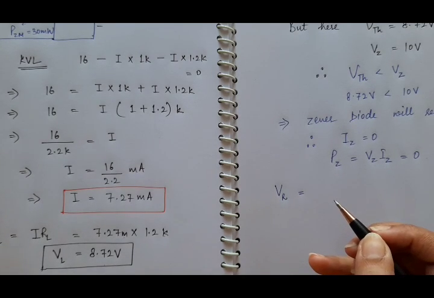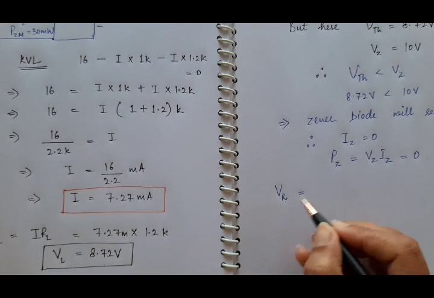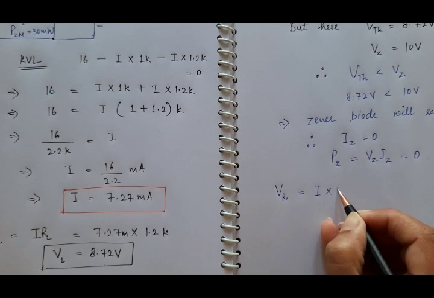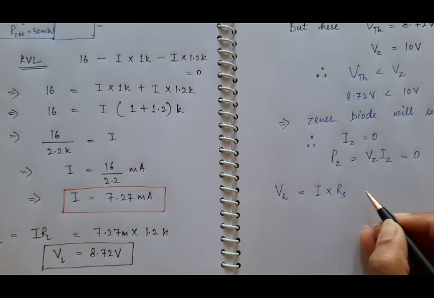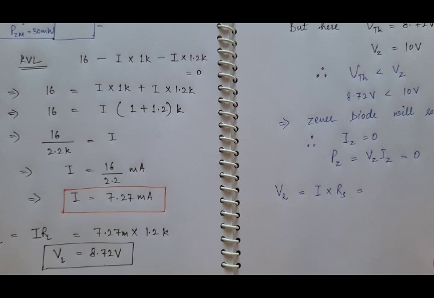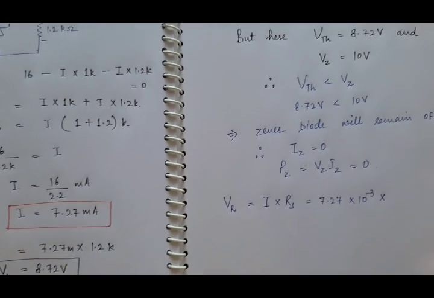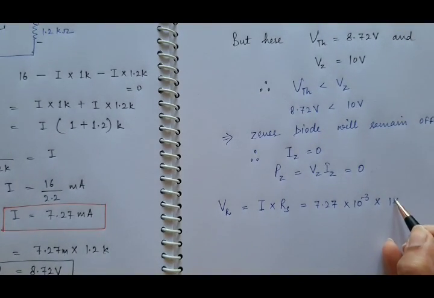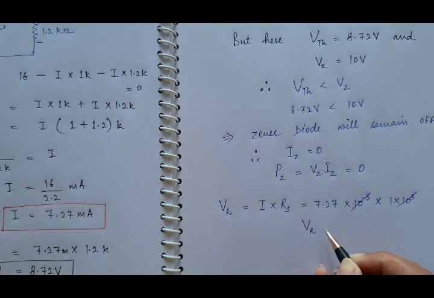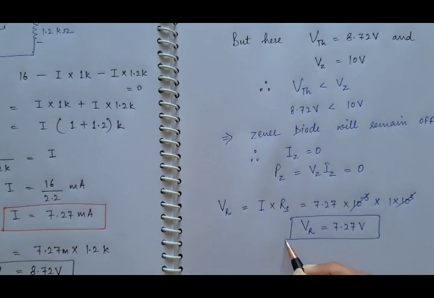Next thing we have to calculate is VR, that is the voltage drop across series resistance. It will be equal to the current flowing through it into the series resistance. The current flowing is 7.27 milliamperes, into series resistance RS, which is given as 1 kilo ohm. So this will cancel out, and we have voltage drop across series resistance as 7.27 volts. So this is all about numerical number 1.